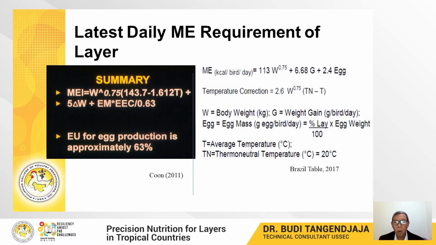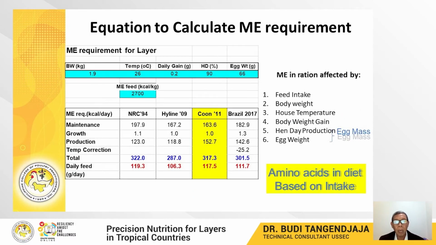So the energy requirement will be affected by the body weight, and also the gain, which is the change in body weight during the laying period, and of course, how much egg mass will be produced. But of course, because the environment temperature will influence the energy requirement, we have to correct for the temperature of the environment. So I developed a kind of calculator here.